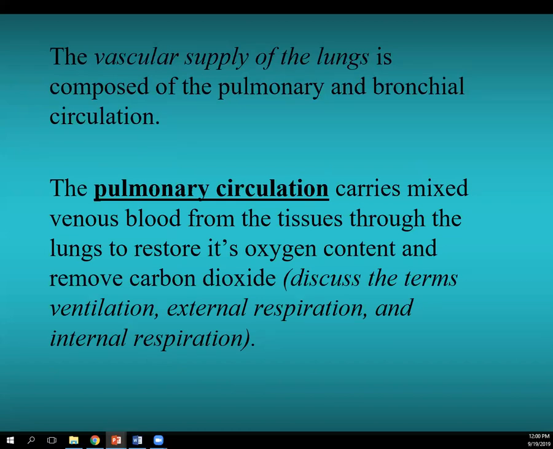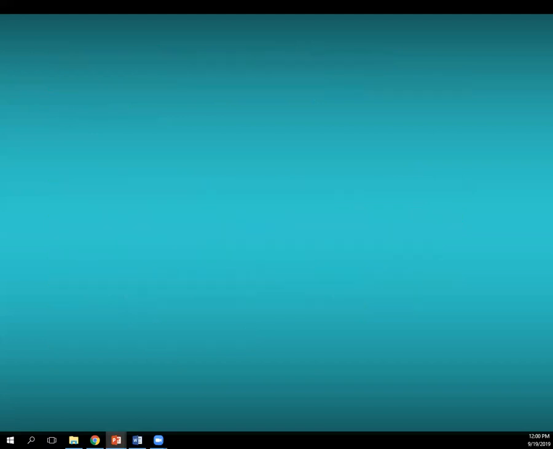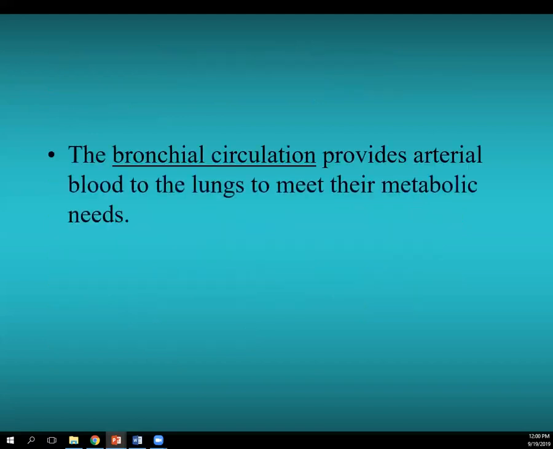So we've already just learned what the pulmonary circulation does. Let's take a look at what the bronchial circulation does. The bronchial circulation provides arterial blood to the lungs to meet its metabolic needs. It's very interesting how the pulmonary circulation carries venous blood, but the bronchial circulation is the one that carries the arterial blood. So just make a mental note of that.